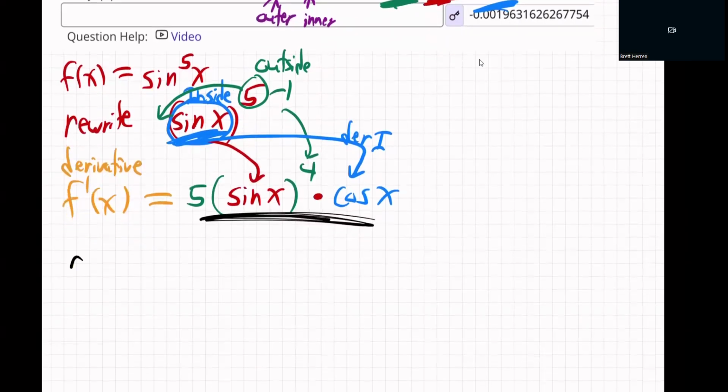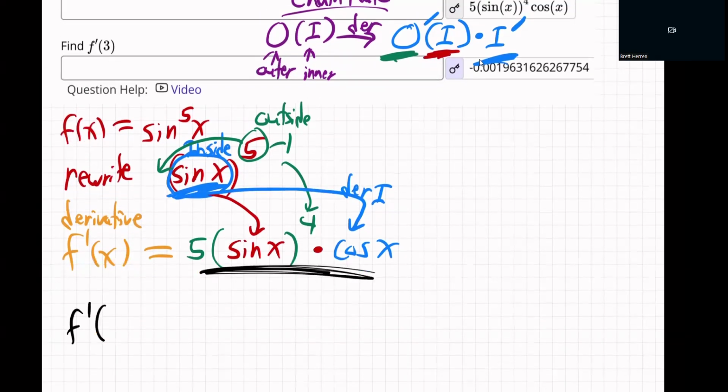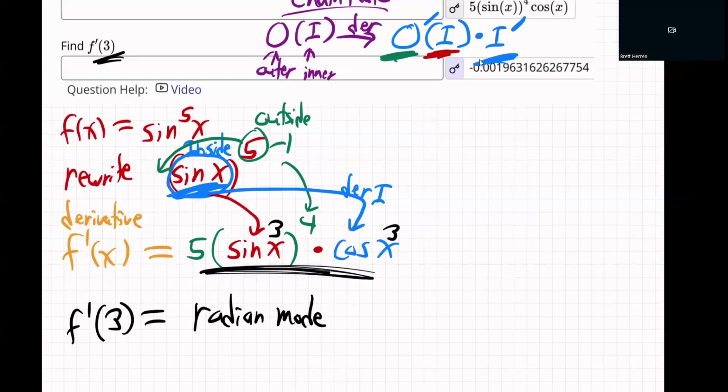And now on the last part, they want you to plug in, what is it, 3? So that's just simply put in a 3 there, put in a 3 there. But remember, you've got to be in radian mode whenever you plug into a trig function in calculus. You got to be in radian mode. It's not degrees, in other words.